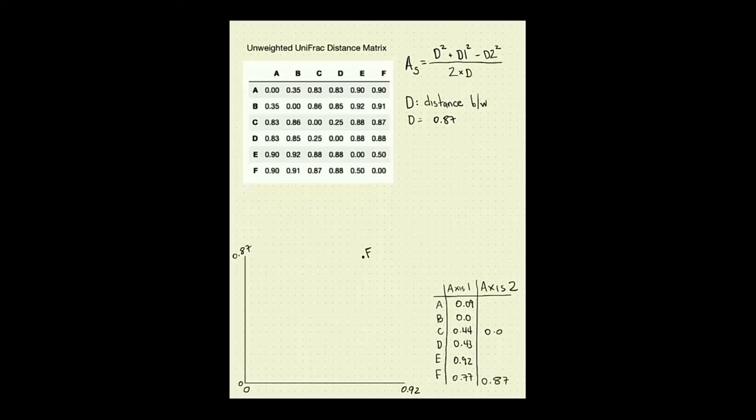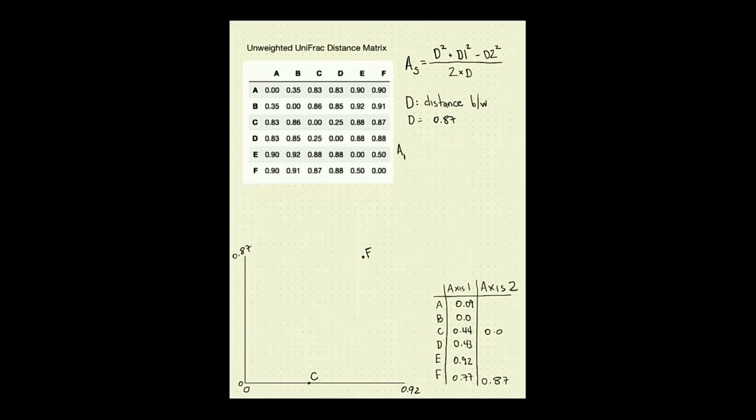on the first axis and 0 on the second axis. And so I am going to put that right about there. So that's point C and that's point F. We know axis 1 and axis 2 values for both of those right now. So now let's compute the ones that we don't know.